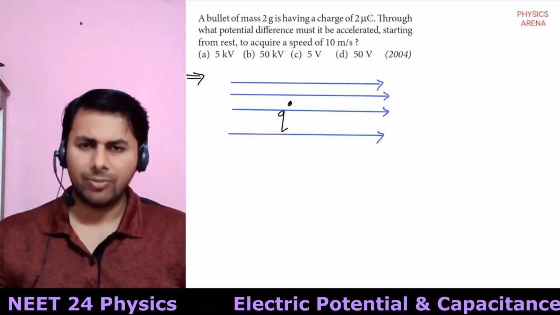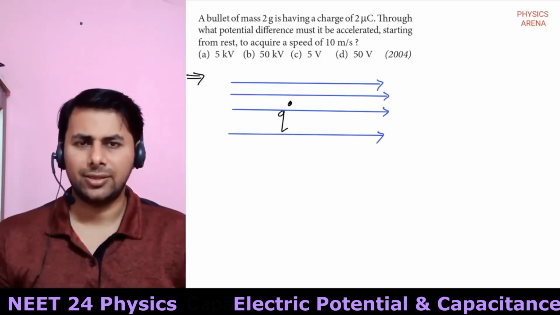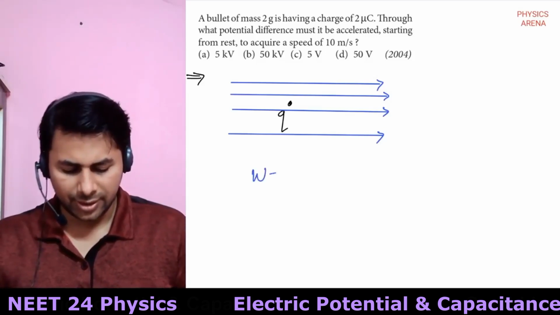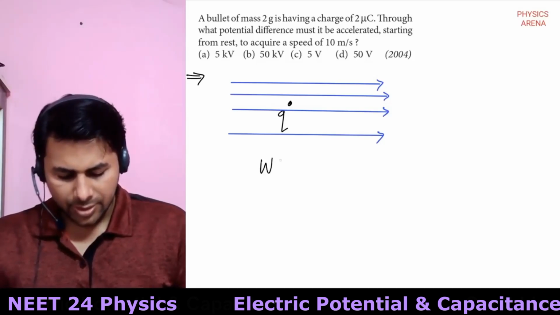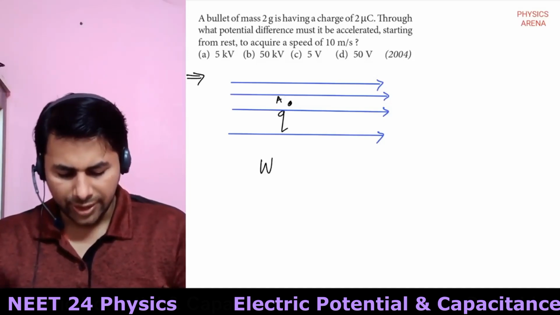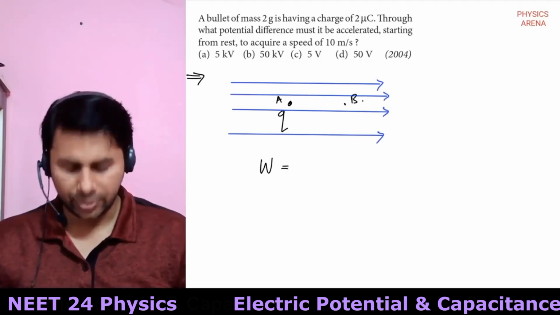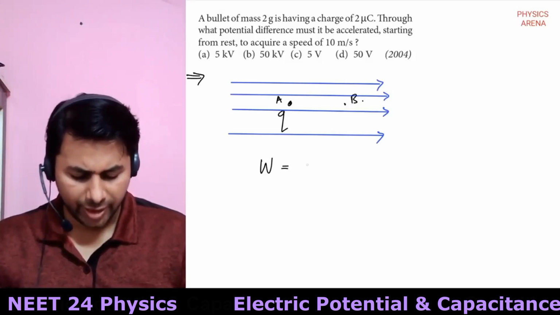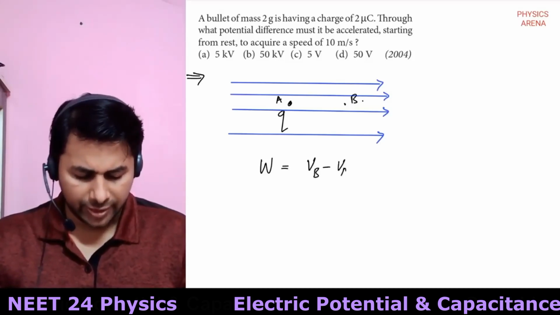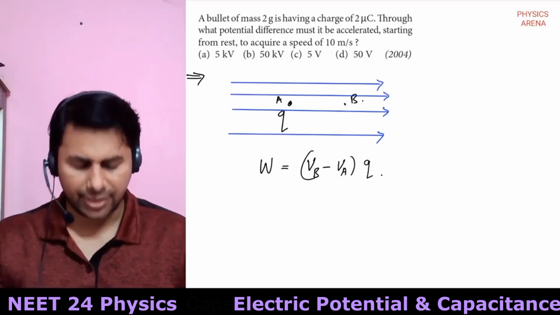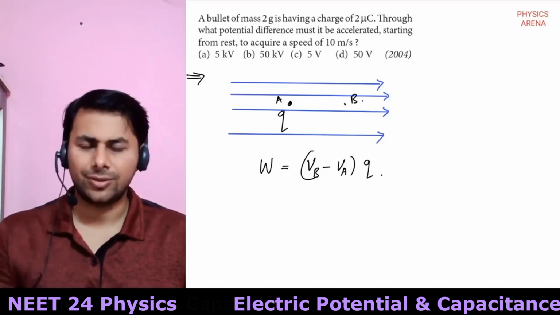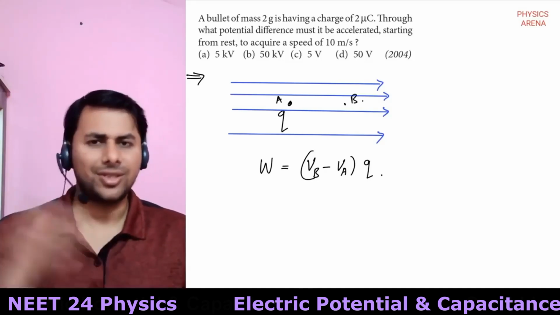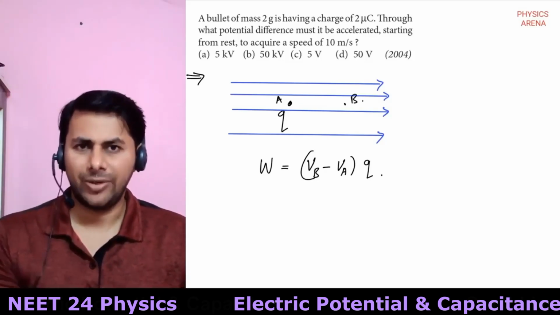Okay. So how much is the work done in this case? Work done is equal to, suppose initial point is A, final point is B. So VB minus VA is the potential difference multiplied by charge. This is the work done, and this work done is because of the force exerted by the electric field.